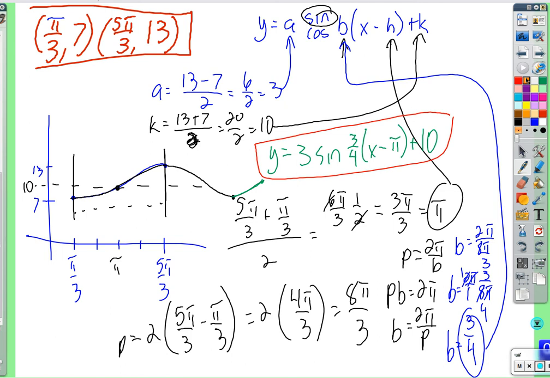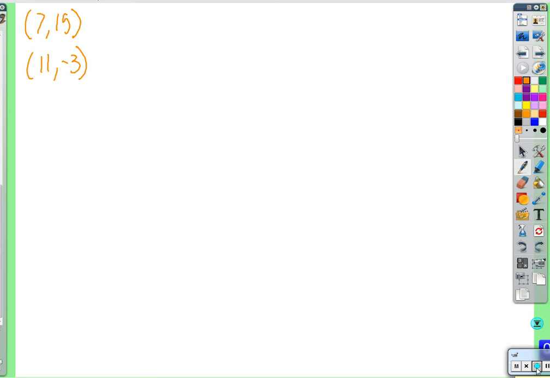Well, I'll leave this up here so you can follow along if you like. Another example of writing this kind of equation? Then it wouldn't be too bad. Let's think about finding A.